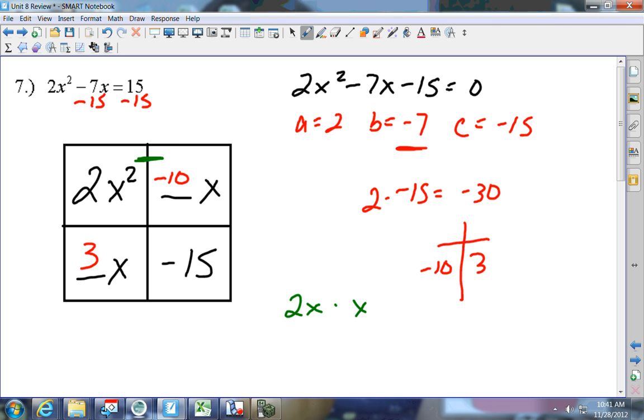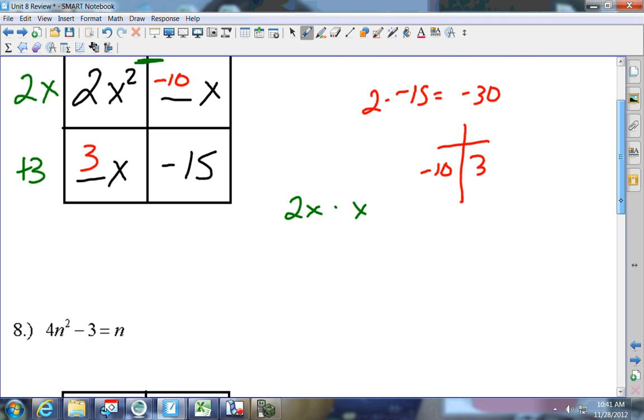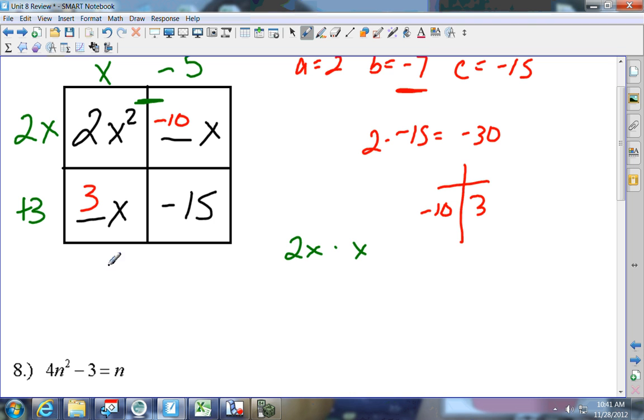Out of these two boxes, what is the GCF? The greatest common factor is 2x. So x goes up here. 2x times what gives you negative 10x? Negative 5. X times what gives you 3x? Plus 3. Well, so now factored form, 2x plus 3 times, let me erase this right here, times x minus 5 equals 0.